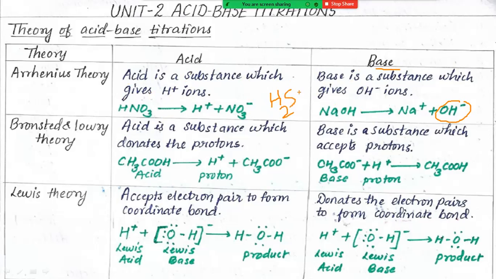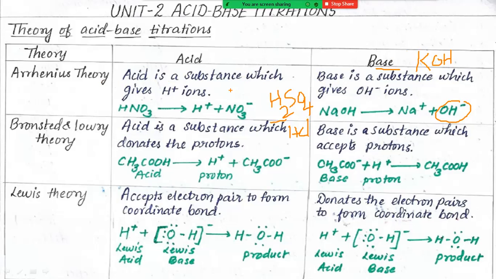H2SO4 is also an Arrhenius acid. Why? Because H2SO4 releases H plus ions. HCl, hydrochloric acid, and HBr, hydrobromic acid, are all chemicals coming under Arrhenius acids. Potassium hydroxide is also a strong base, and so are calcium hydroxide, Ca(OH)2, and magnesium hydroxide. Ammonium hydroxide is a weak base. So Arrhenius theory explains how these acids and bases are formed in the aqueous medium.